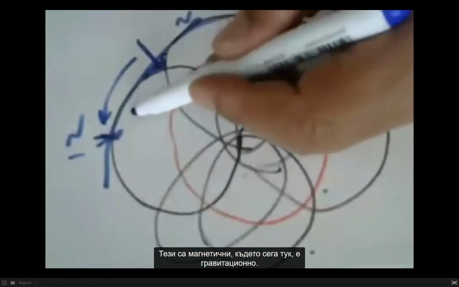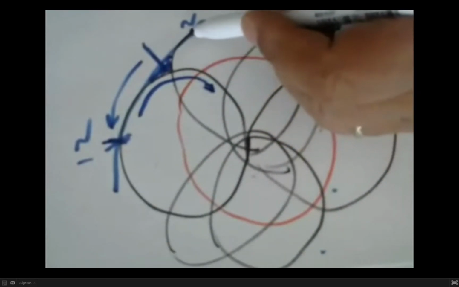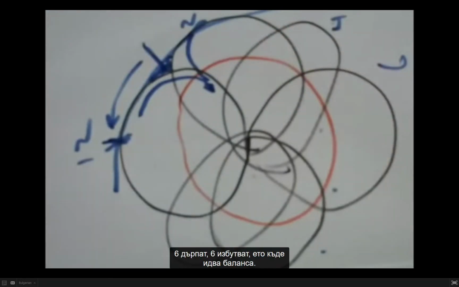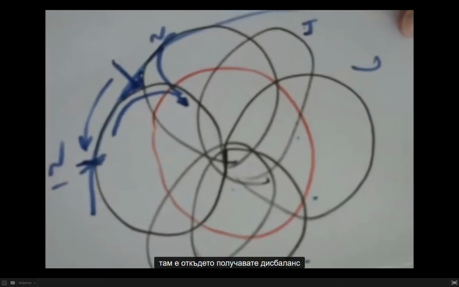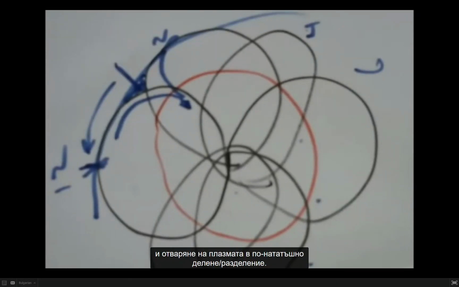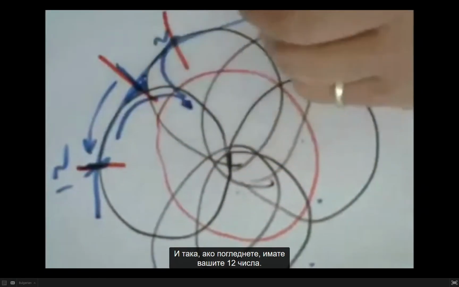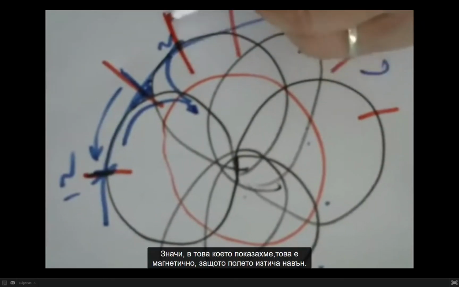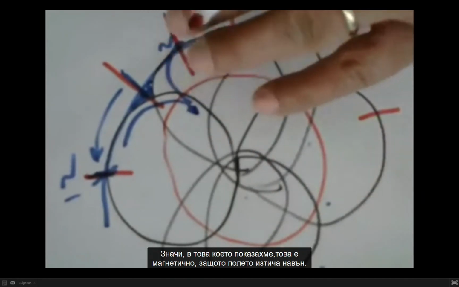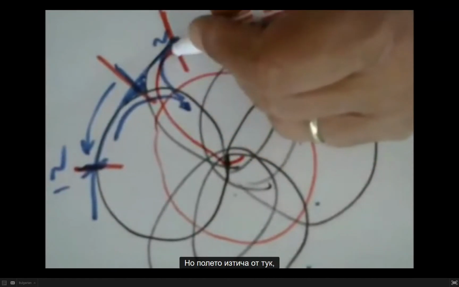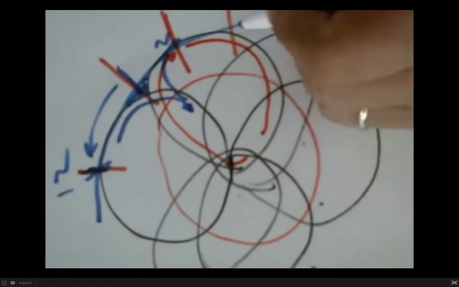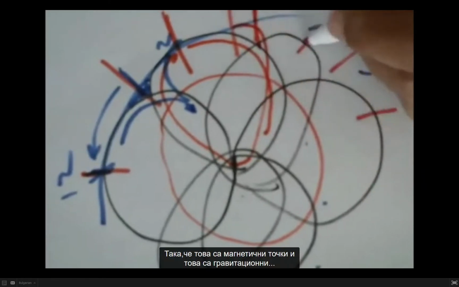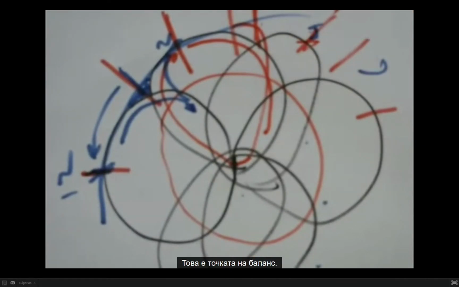These are magnetical, where here now is gravitational. So you have field forces, 6 pulling in, 6 pushing out. That's where the balance comes. And the minute one of these is out, you get a disbalance and the opening up of the plasma into a further division. So if you look, you have your 12 numbers. In what he showed, this is magnetical because it's the field flowing out. But field flows out this way, and from then on it has to go back. When it goes back, it takes with itself. So these are magnetical points, and that's the point of balance. That's how plasma divides and plasma holds itself in segments.